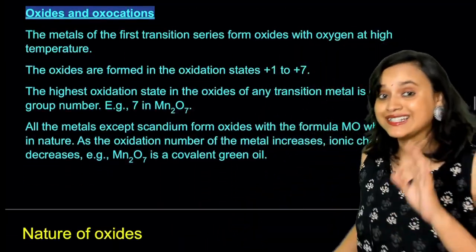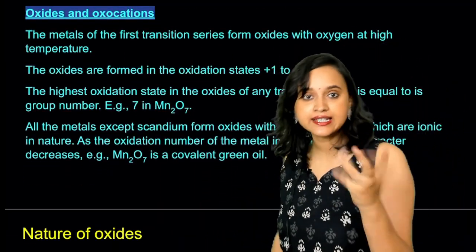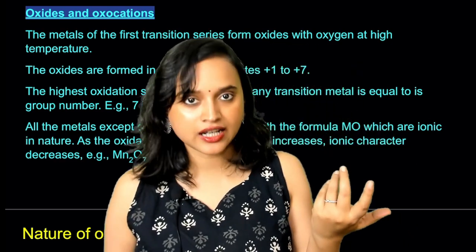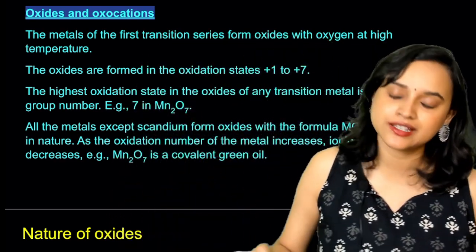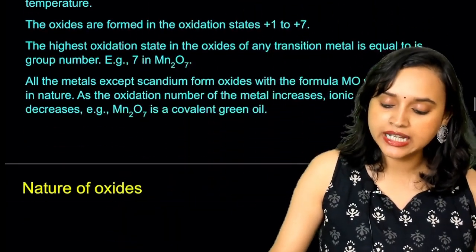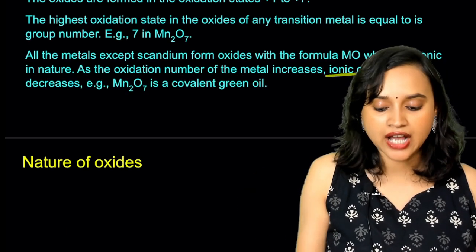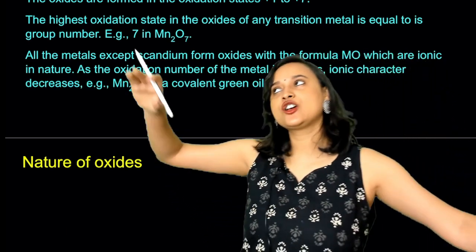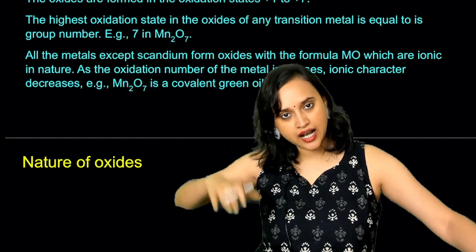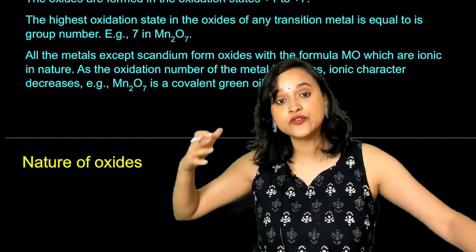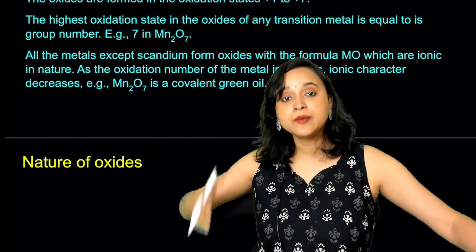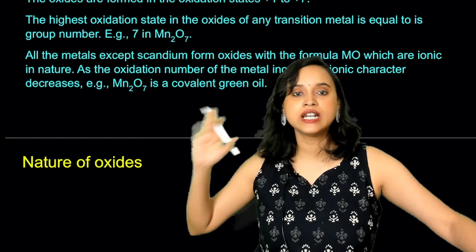All right. However, scandium also is slightly different. Scandium can show you +3 oxidation state only. It does not show you +2 or +1. Cool. Also, one more thing is that in the lower oxidation state, they have ionic character. And as they go to the higher oxidation state, their ionic character decreases. For example, Mn2O7 is a green color covalent compound.